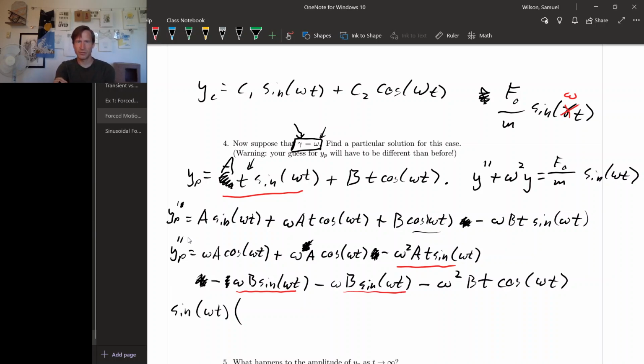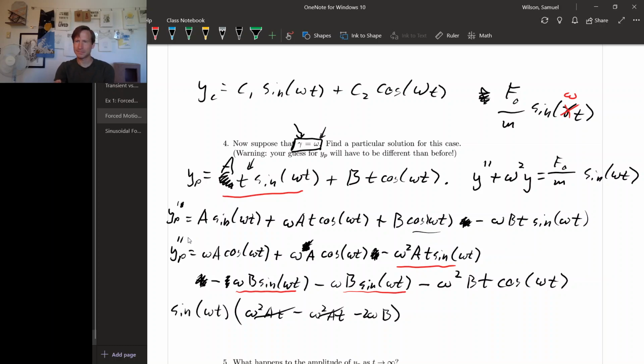So this first one, coming from y sub p, we have to multiply that by omega squared. So omega squared a times t, times the sine omega t that I'm factoring out of all these things. Then there's the minus over here, minus omega squared a t. These cancel. Good. And then there's a minus omega b and another minus omega b, so minus 2 omega b.